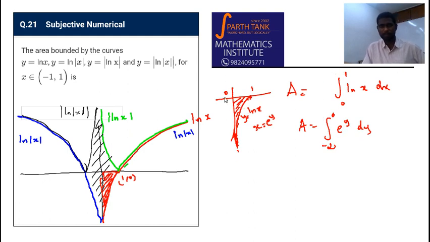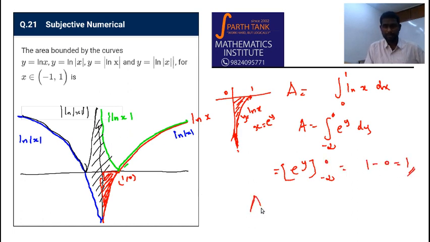It's on the right hand side of the y axis. So this is an easy integral. The integral of e power y is e power y only. This becomes 1 minus 0, which is 1. So the total area is 4 times 1, which is 4 units. So the answer is 4 units. You get it? First mark the graphs, and then you find one area and multiply by 4.